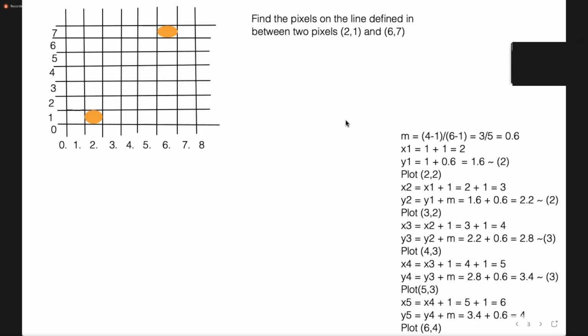Anyone completed? Anyone who has completed?